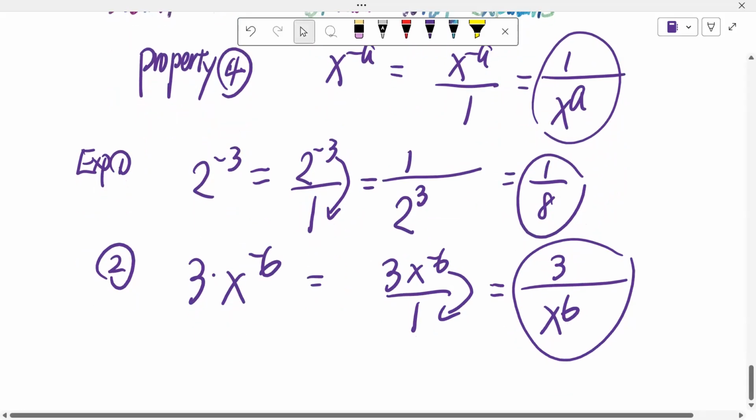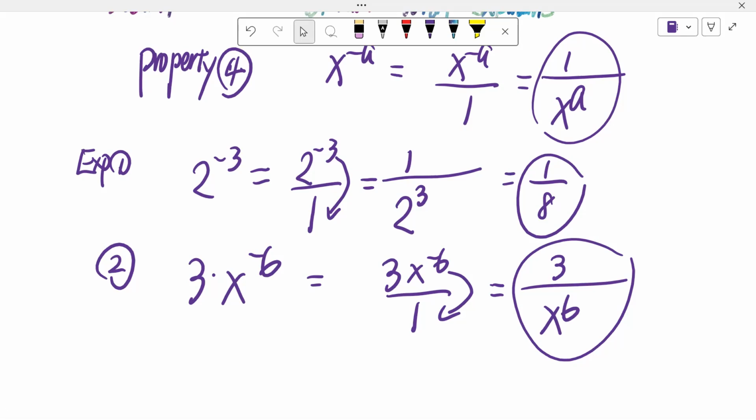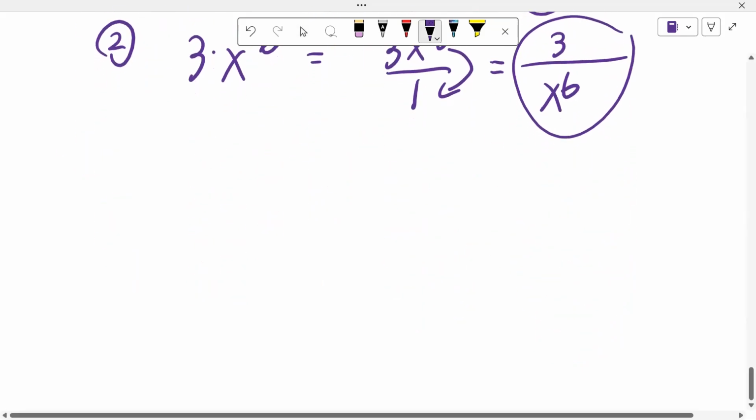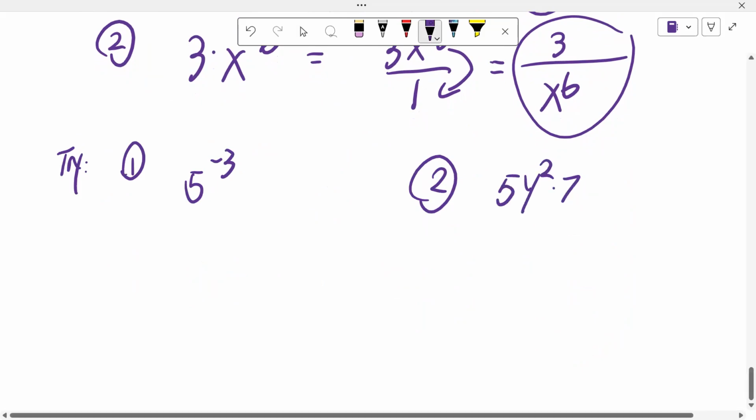Any questions about this? You try a couple, right? First one, 5 to the negative 3. Second one, 5 y squared z to the negative 4.